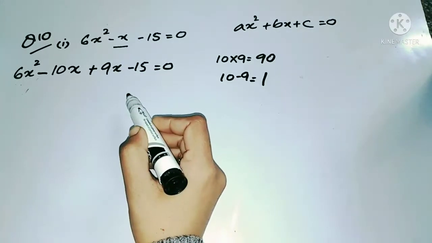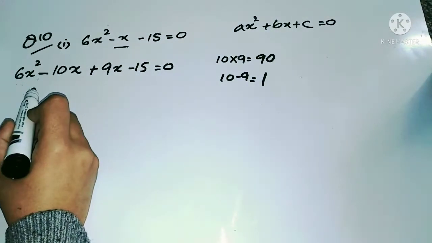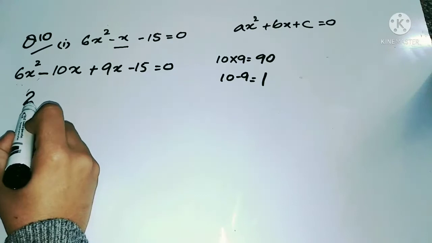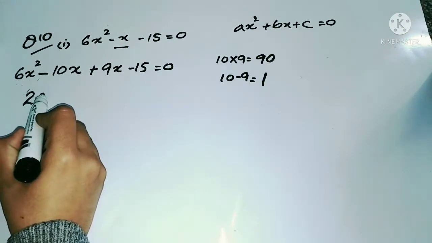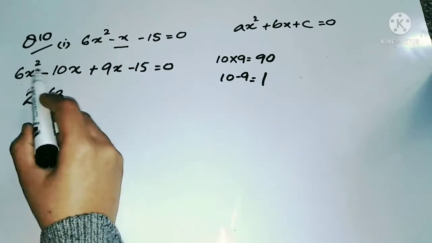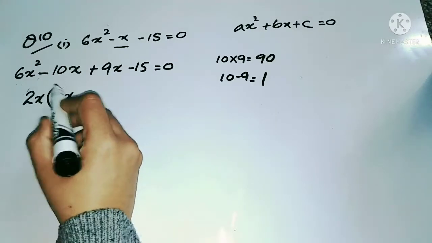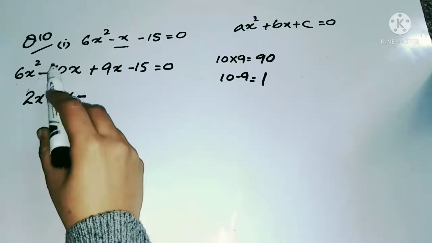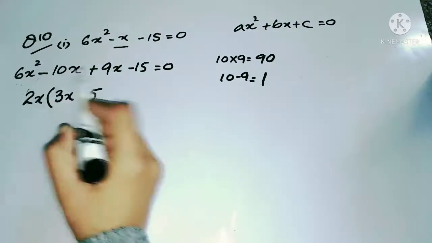Alright, the next step is you have to take common from these two terms. As you can see that 6 and 10 both numbers are divisible by 2, so you can take 2 common. And here this is x and this is x squared, so you can also take x common. Now what's left here? 2 3s are 6, so you write down 3x. This is x squared, 1 x you have taken common, so 1x is left, so write down 1x. Minus, 2 5s are 10, so you write down 5. X you have taken common.